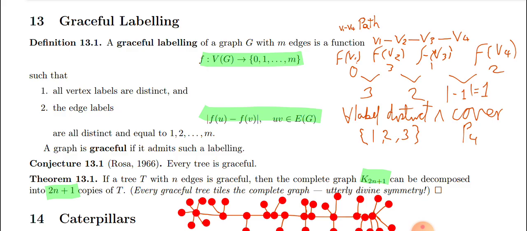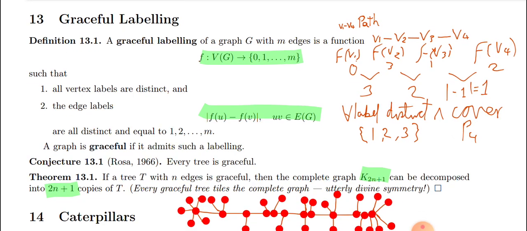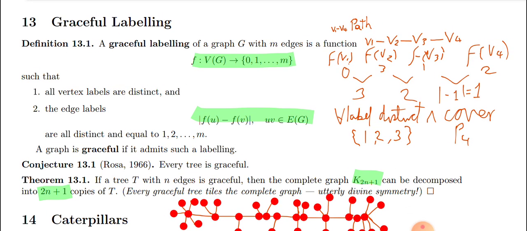Every tree is graceful. It's been proven for lots of types of trees, but not for all of them. The general case remains elusive, and the reason the symmetry is so important is because it links to how graphs can be fitted together, like tiling a much larger, denser graph. Right. Theorem 17.1 reveals this profound consequence. It does. If a tree T with n edges is graceful, then the complete graph K_(2n+1), where every vertex is connected to every other vertex, can be perfectly decomposed into 2n+1 edge-disjoint copies of T.